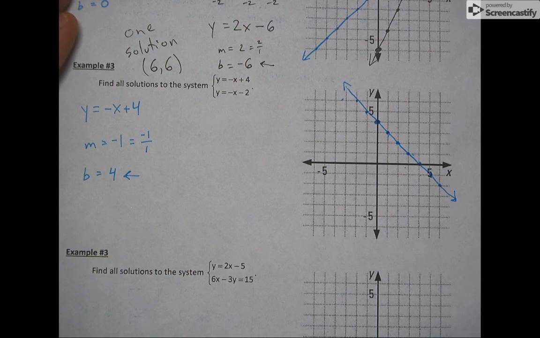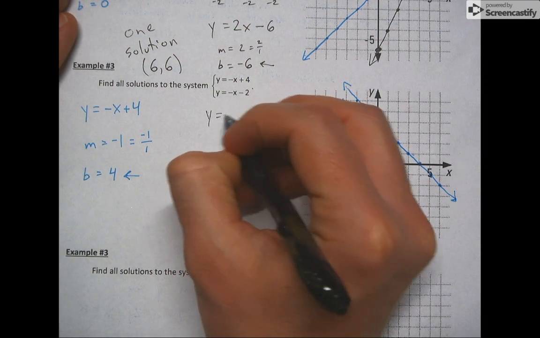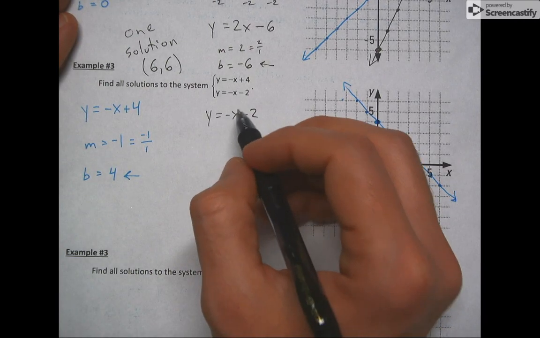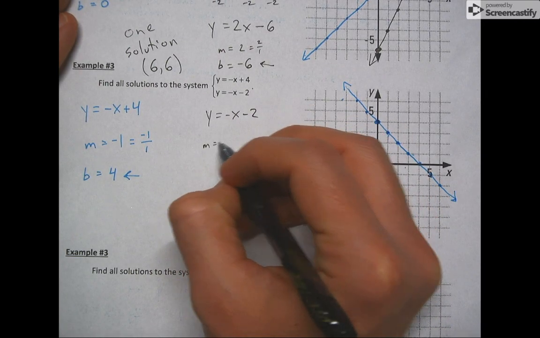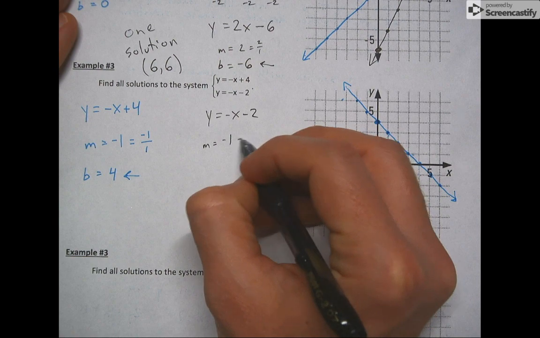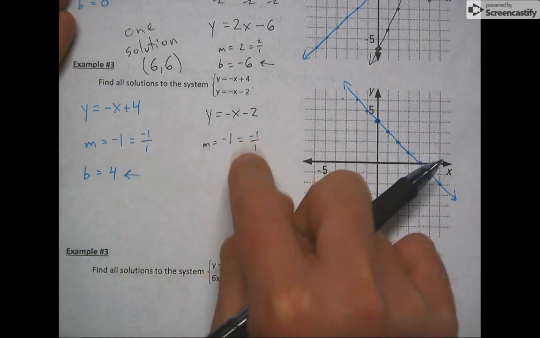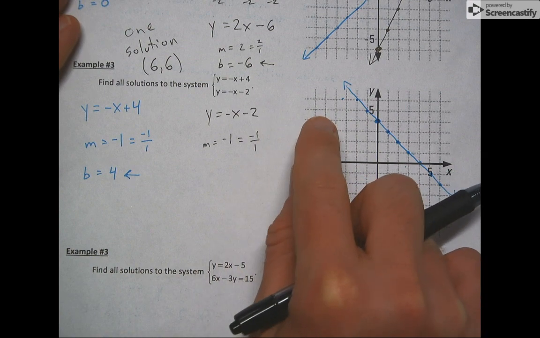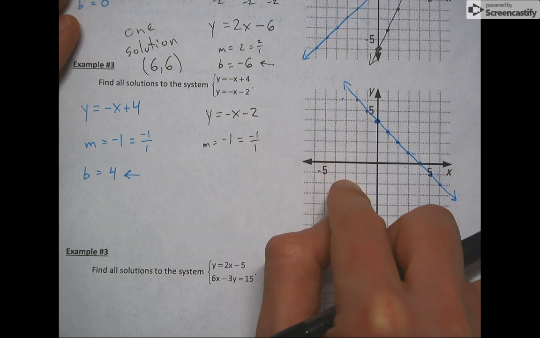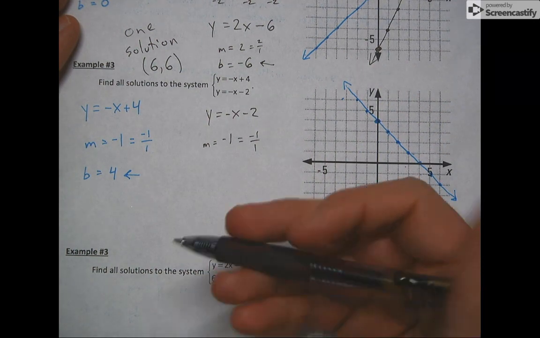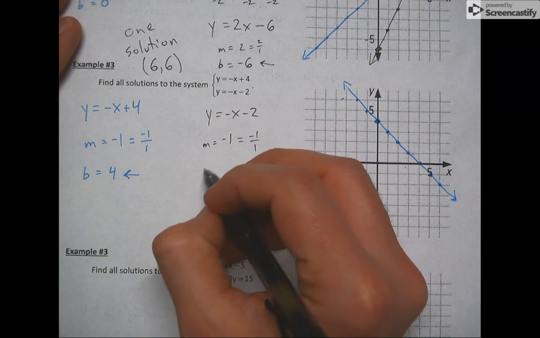And let's see what happens with the other one. So y equals negative x minus 2. What do you notice right away? The slope is also negative 1, which means when the slope is the same, it's going to move across the graph in the same way. It's going to go down 1 over 1, down 1 over 1. And if they're both going down at the same rate, that tells you something. We'll take a look at it in a second.